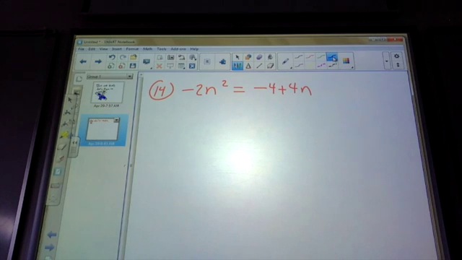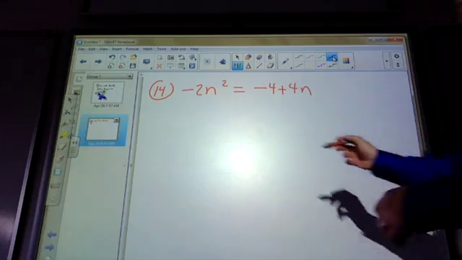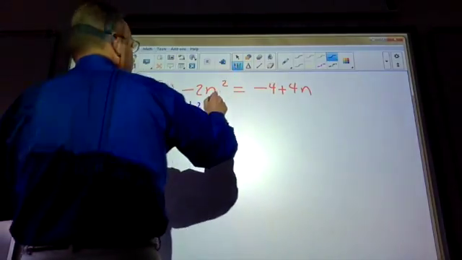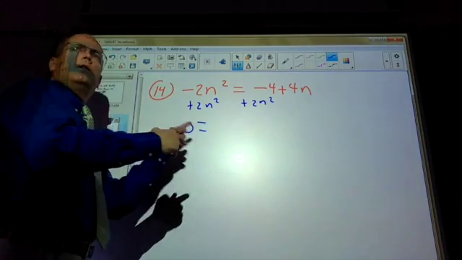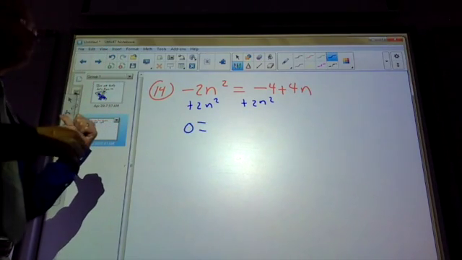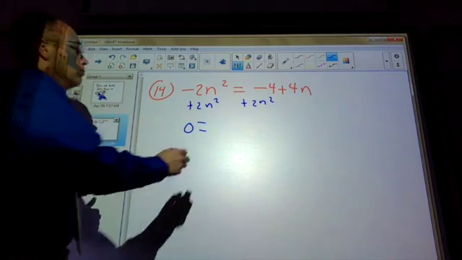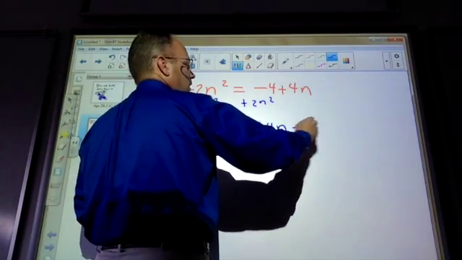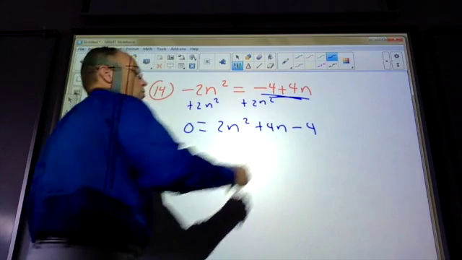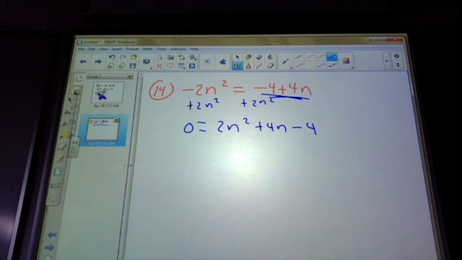Gabe, your problem. Which one do you want me to do? Do you want me to add 2n squared to both sides, or would you like me to add 4 and subtract 4n from both sides? Add 2n? Sometimes this puts a little panic in people, going, but the 0 is on the left side now. I'm going to put this in descending order. I flip-flopped this order over. I put the 4n first, and then I had the minus 4 there.